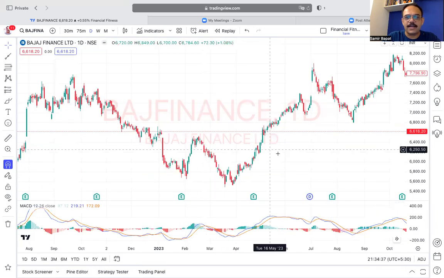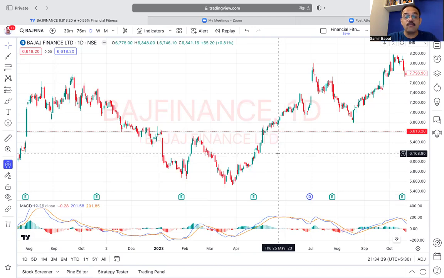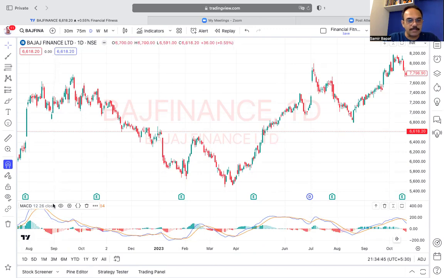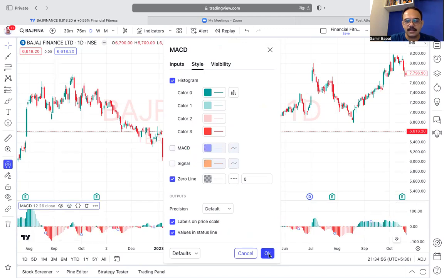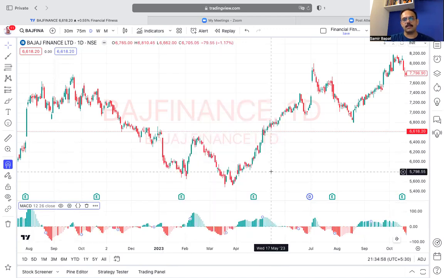Now coming to the price action. Now, how we have to use this histogram? We have to use step number 1. We will be using the divergence technique. Now, what is divergence? Divergence, we'll call it.